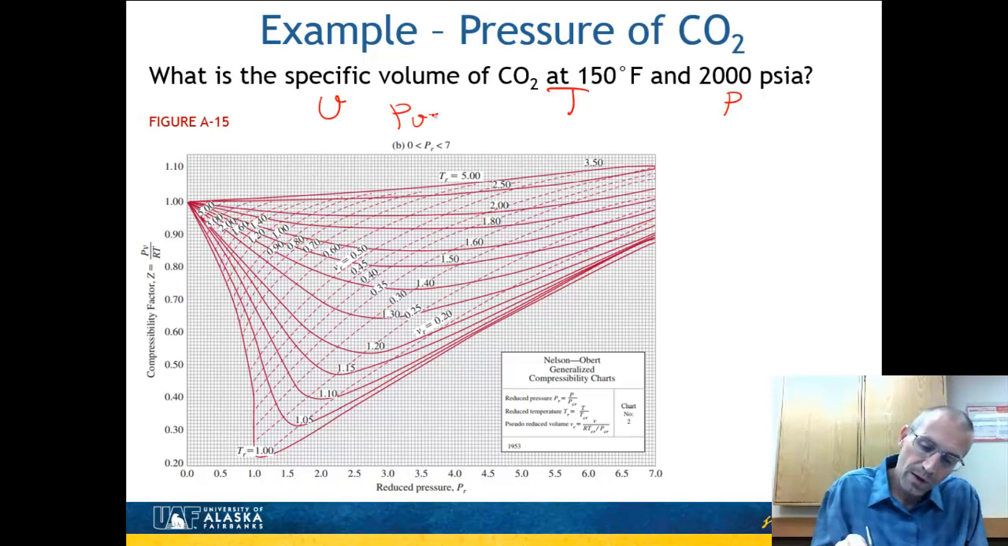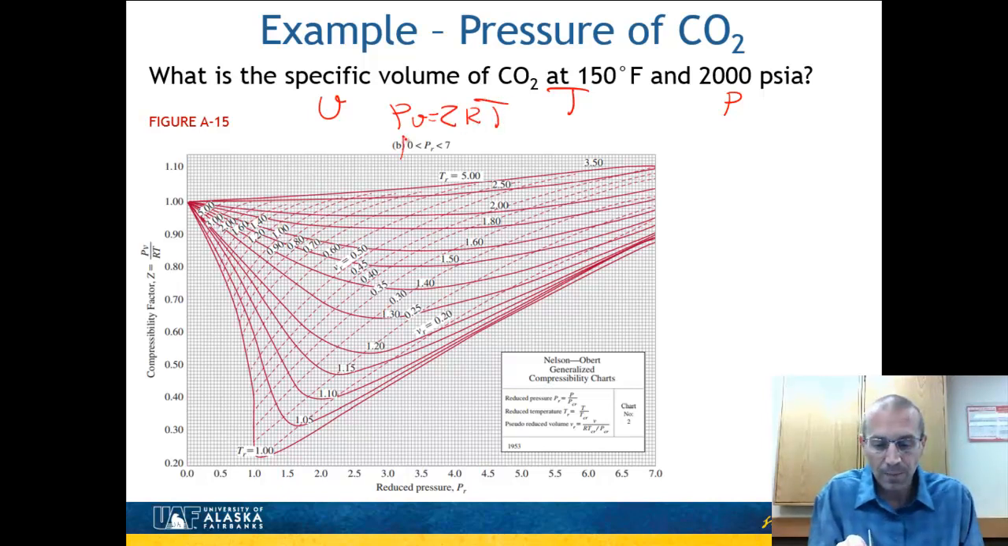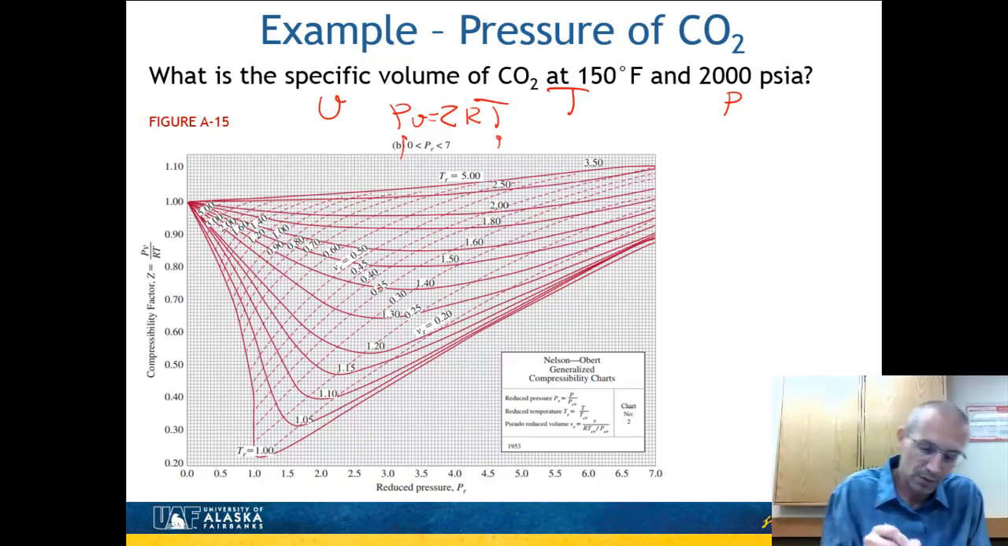So I've got PV is equal to ZRT. I'm given P, I'm given T. I need to find my value of Z in order to calculate for V. So in order to do that, I need to find out where I occur on this table.